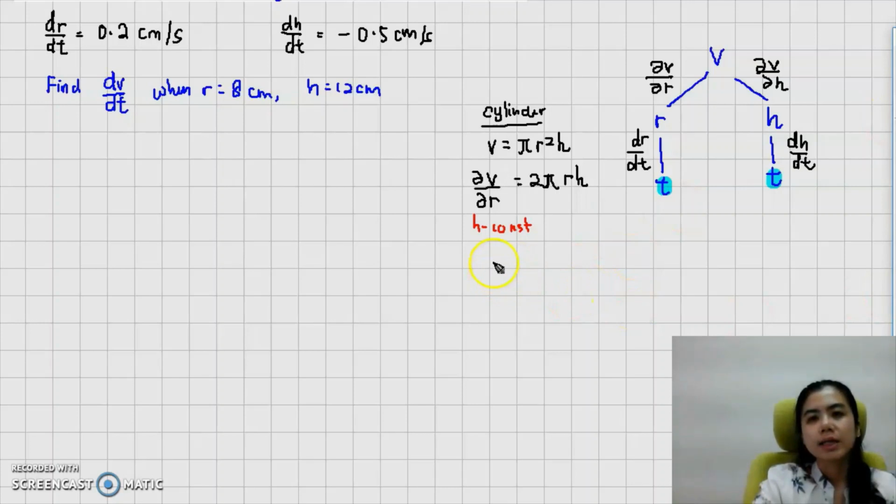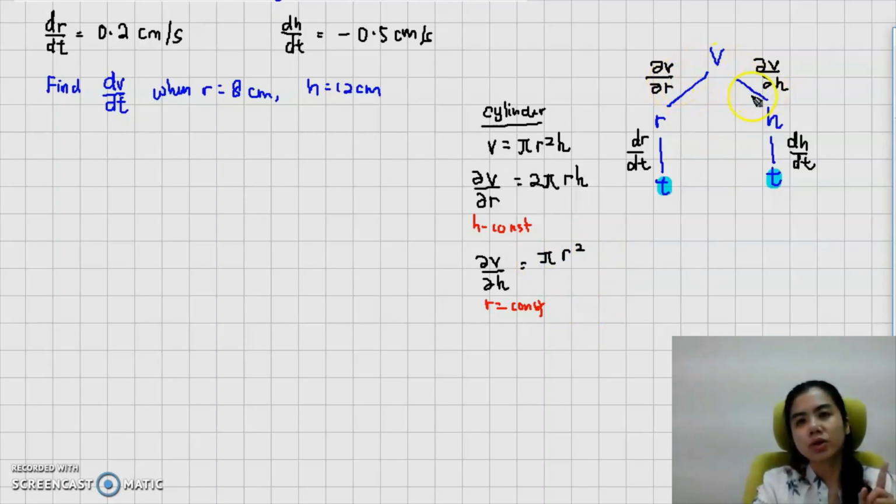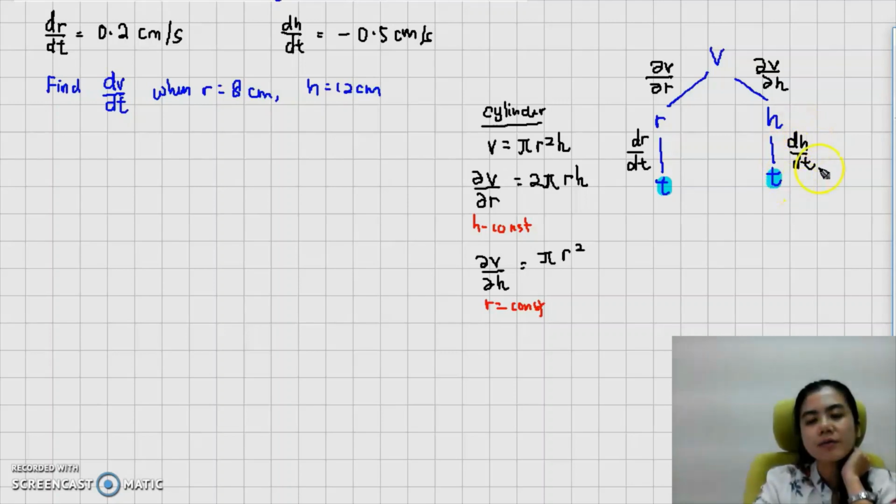Then next we're looking for ∂V/∂h. You're treating the r as constant, so you differentiate this. If you differentiate that h, you have πr². Okay, so that settles the first two derivatives. The next ones you don't have to find, because the information is already given: dr/dt, and then we have dh/dt.